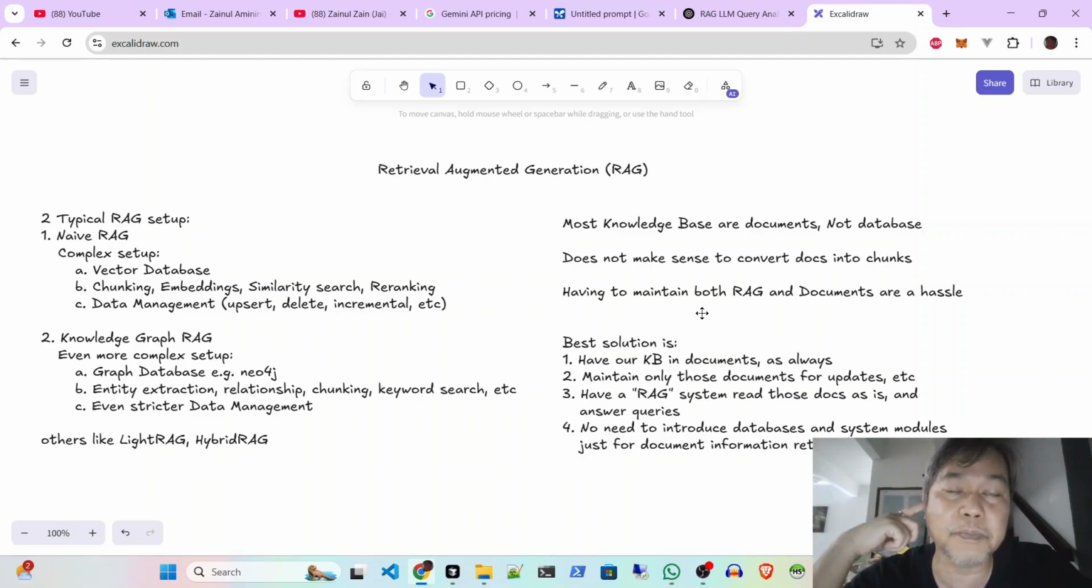So personally, I think the best solution if you want to do RAG is that we just maintain our documents as always, as we do normally. This knowledge base is in documents, so we maintain those documents like we usually do, just update the document and save it, and then have our RAG system read those documents directly as is and answer queries. So no need to introduce databases and ingestion modules just for document information retrieval, right?